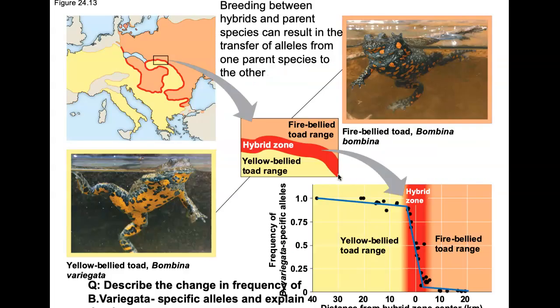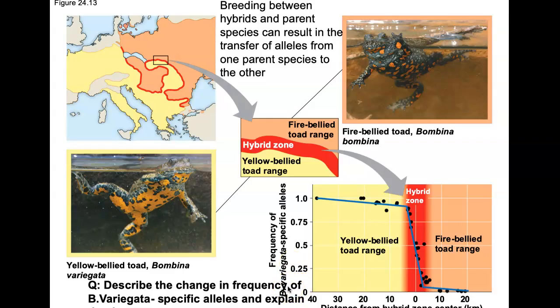So moving on to the next page, we can see that we have these two areas or two species of toads, and it's forming this hybrid zone along the two regions. So take a look at this picture right here. This graph shows you some data that you can read. Along the x-axis, it's a little hard to see, it says distance from hybrid zone center. We have the center of the hybrid zone, and then we have the yellow-bellied toad range, which is over here, and we have the fire-bellied toad range, which is over here. So the y-axis is the frequency of this.